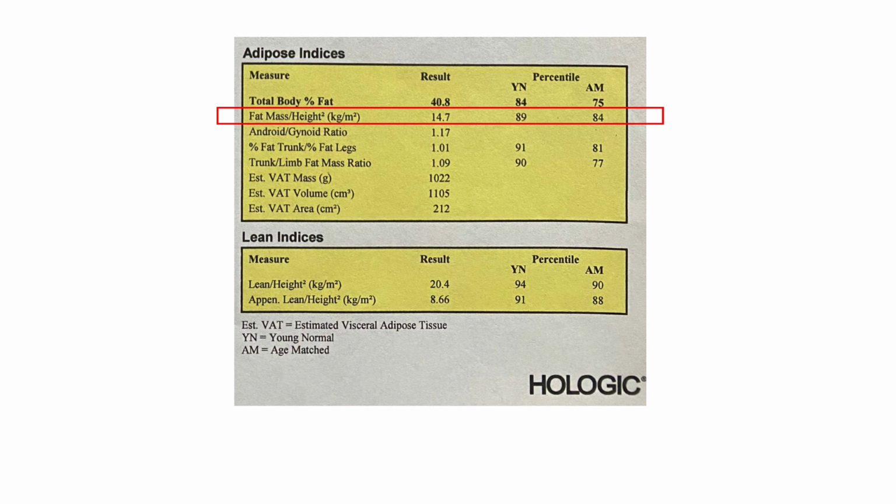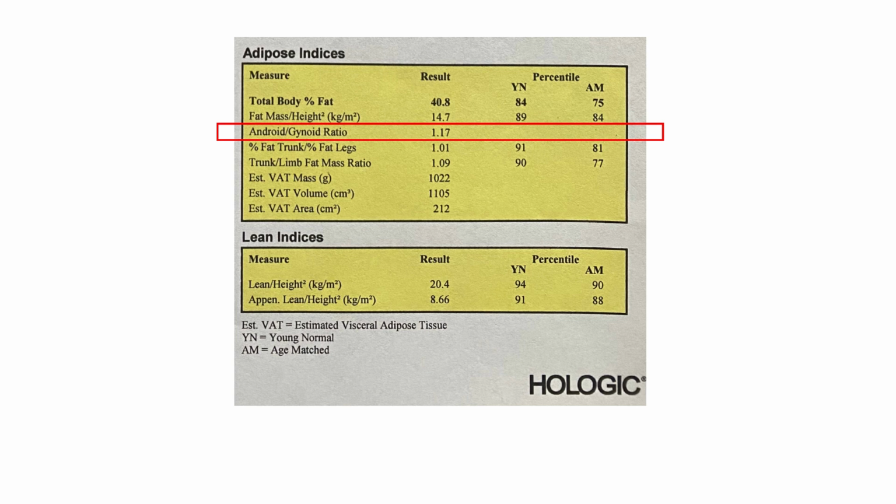It says fat mass by height. This is a more important number, and in comparison to the percentiles, you want to be lower. Under that, you want to be lower in the percentiles of each one of these. As you go down to the android and gynoid regions, there's going to be a number. It's going to be something point something.